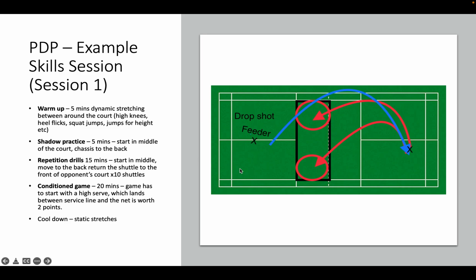We would then do this for 10 shuttles, so I would hit 10 shots in a row, let the shuttles land, see where they land, and then I would swap over with my partner, so I would then serve to him, and we would repeat this process for 15 minutes.